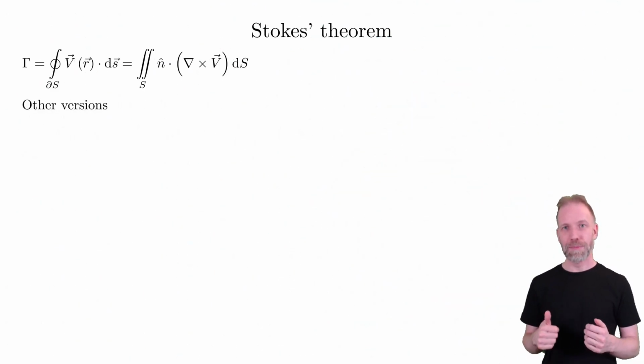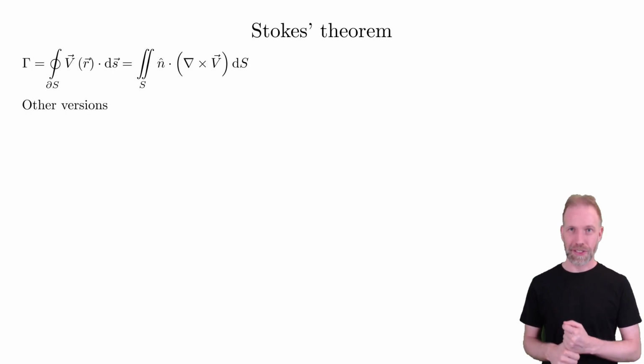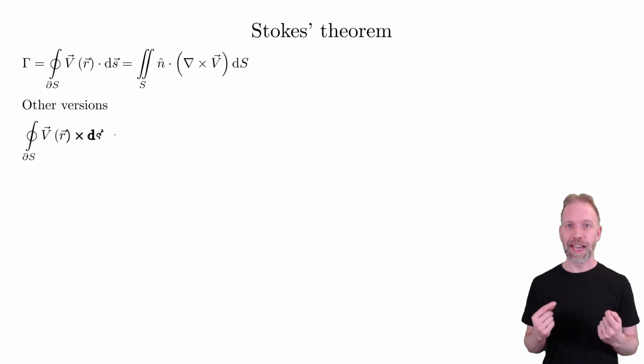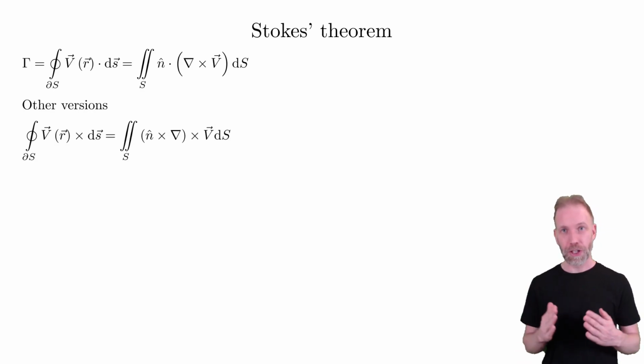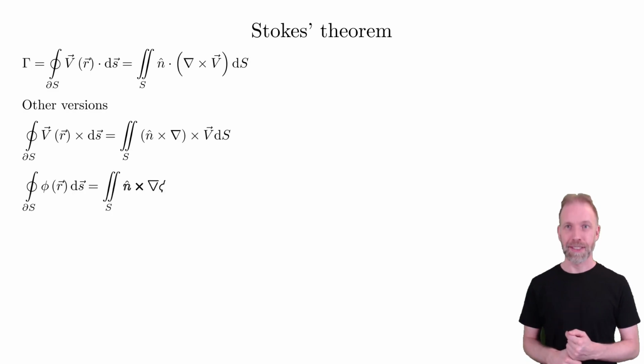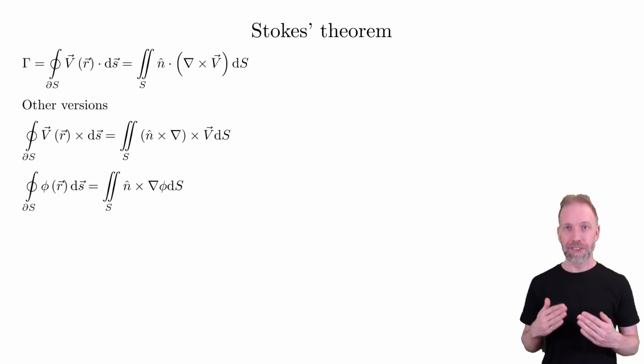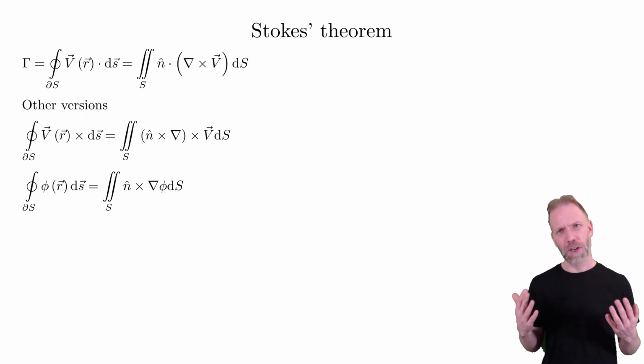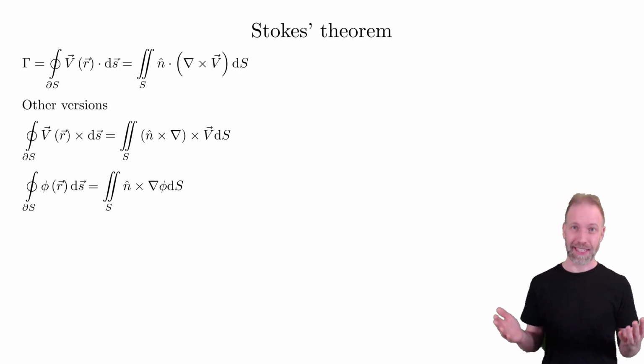Finally, I will just mention that there are other versions of Stokes' theorem as well. One is if you have a line integral with a cross product instead of a dot product, which gives the following. There's also one version for scalar functions, where you take the cross product with a gradient in the surface integral. As these are not as common though, it will be enough to know that they exist here.